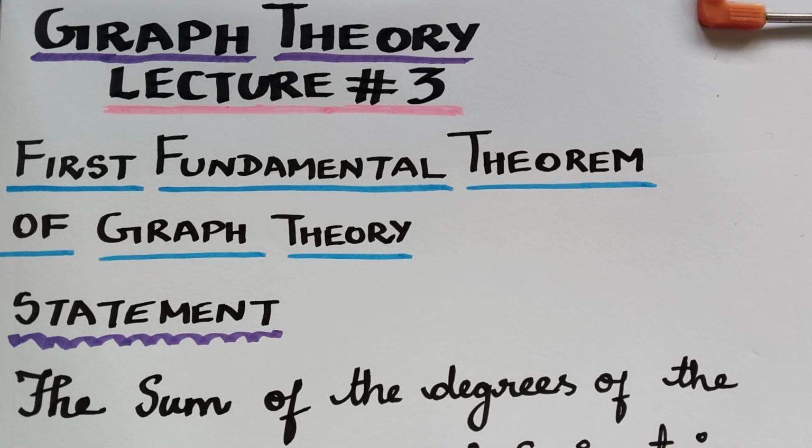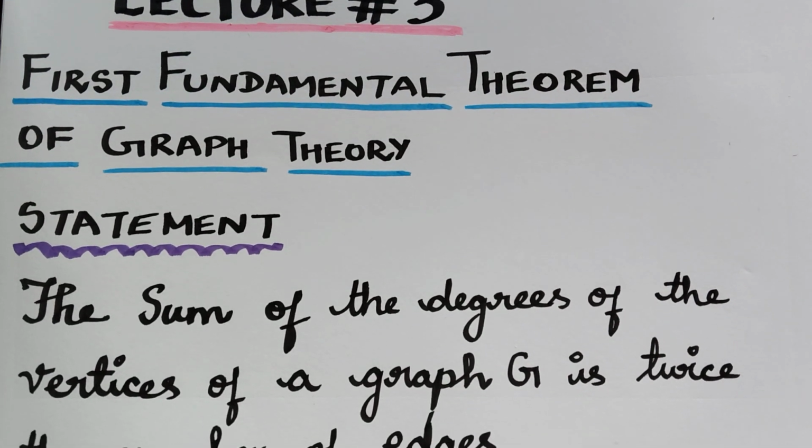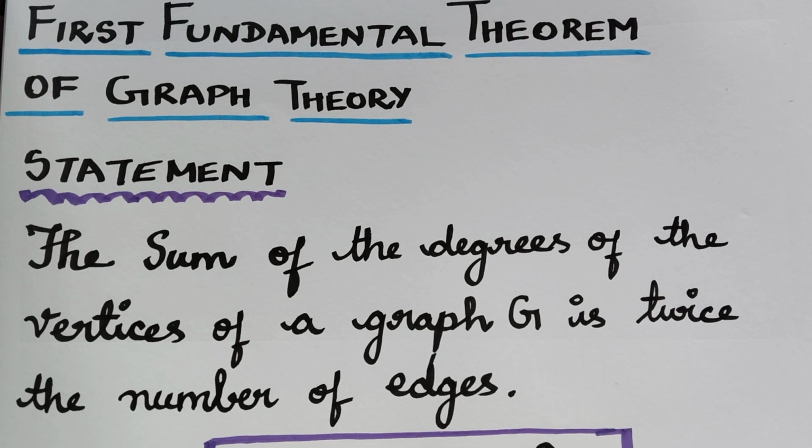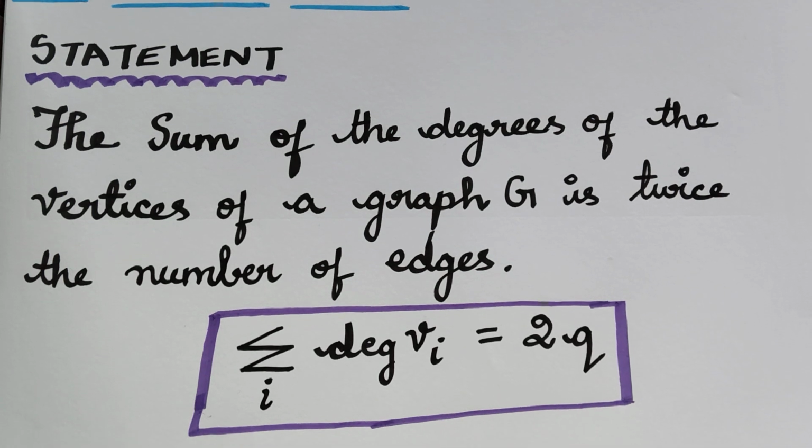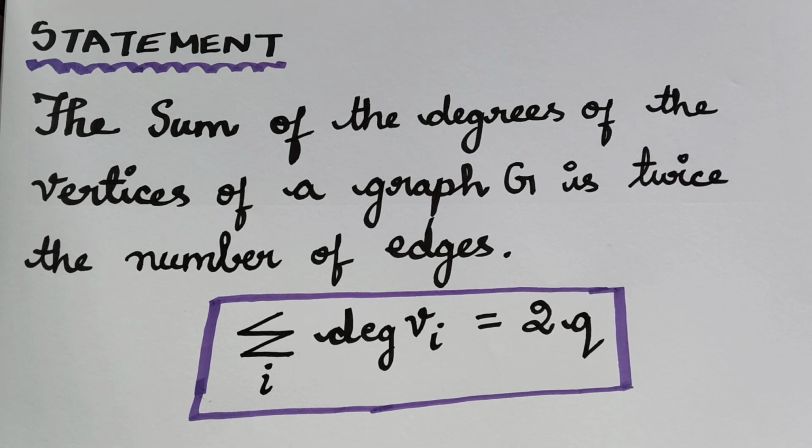Dear students, under the lecture series on graph theory, here we have lecture 3, where we are going to learn the first fundamental theorem on graph theory, which is also known as Euler's theorem on degrees, since it was proved by the founder Euler. The statement of this theorem is: the sum of the degrees of the vertices of a graph G is twice the number of edges. First, we shall understand this statement with the help of a general graph.